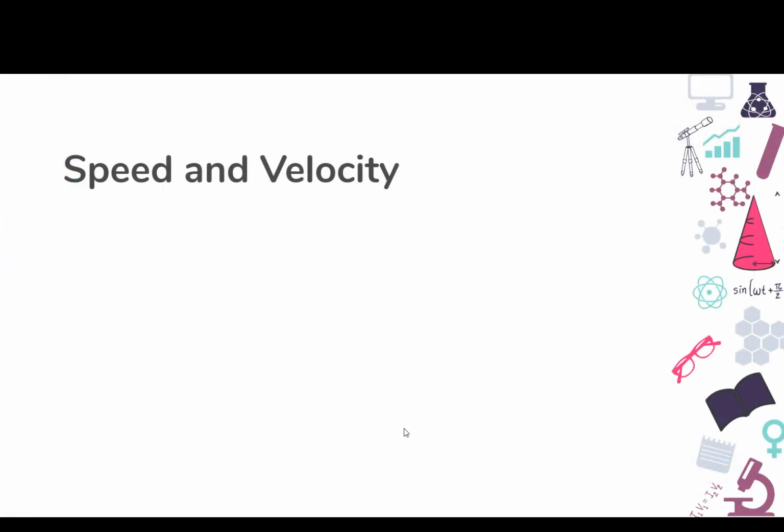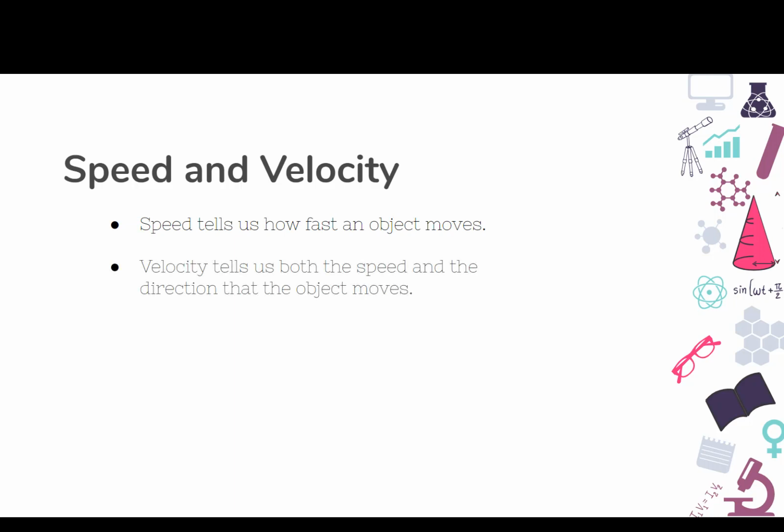All right, now when we talk about distance and displacement, then speed and velocity come into play, because when I talk about how far away school is from me, then we start thinking about how fast she drives going to school. So speed tells us how fast an object moves. Velocity tells us how fast something moves and the direction it's moving.